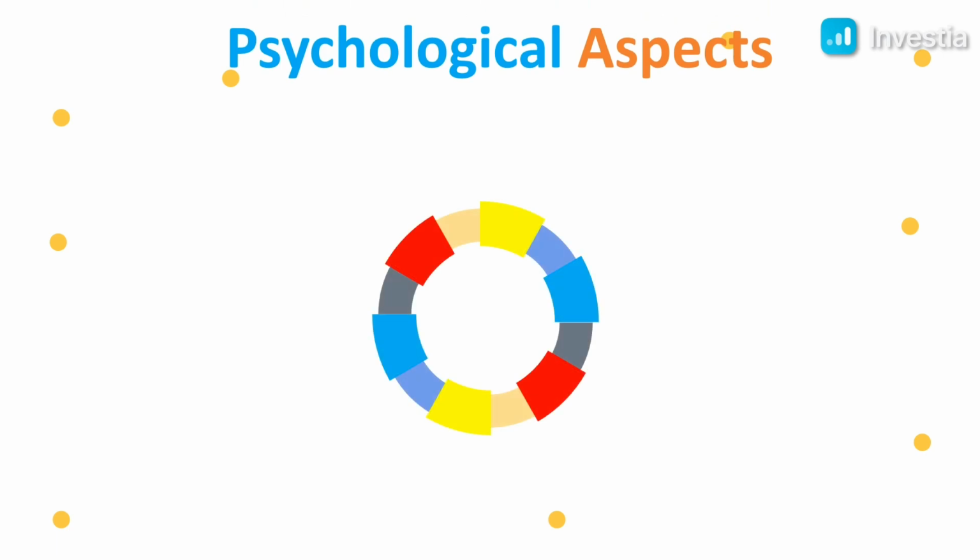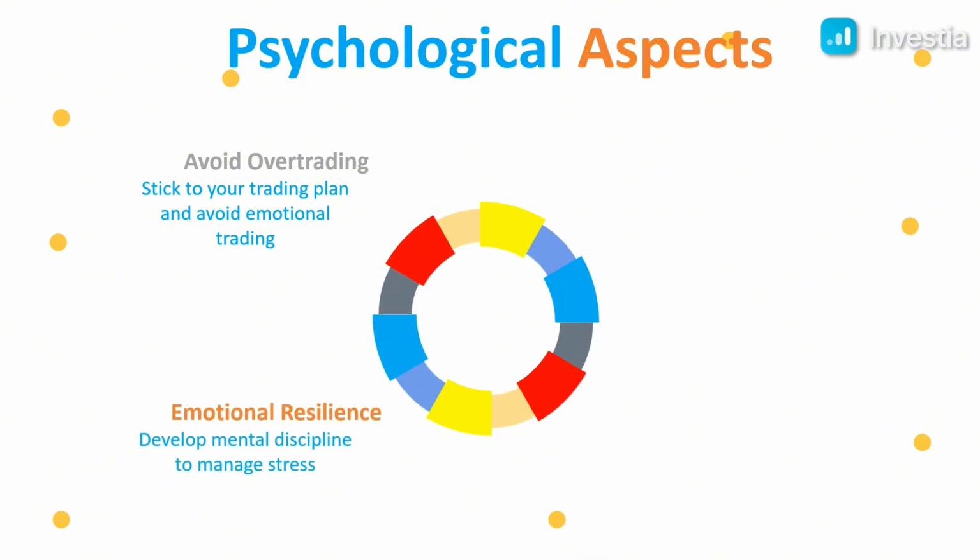And finally, let's discuss some psychological aspects. Firstly, avoid overtrading. Stick to your trading plan and avoid impulsive trades based on emotions or market noise. Secondly, practice emotional resilience. Develop mental discipline to manage stress and avoid emotional decision-making. Stick to your risk management rules even after experiencing losses.